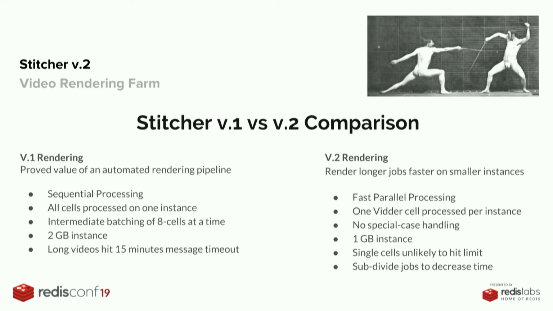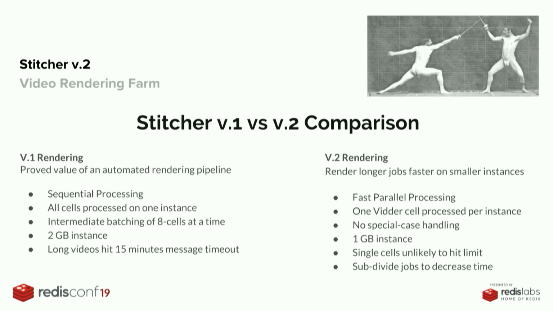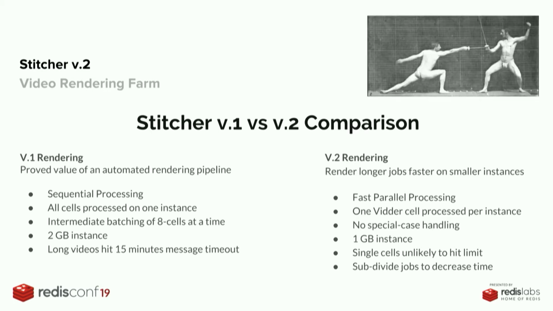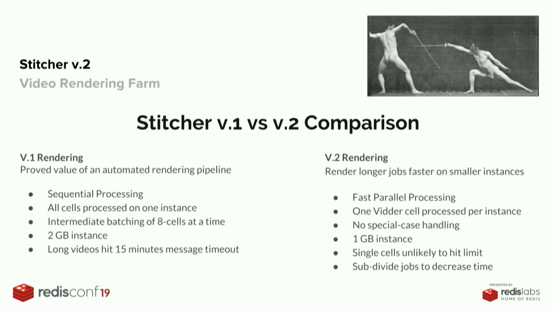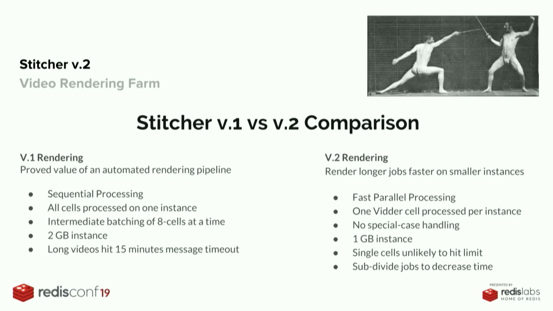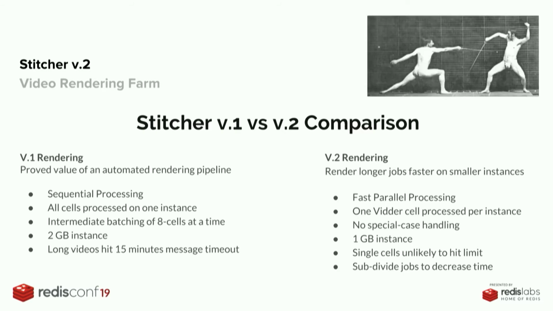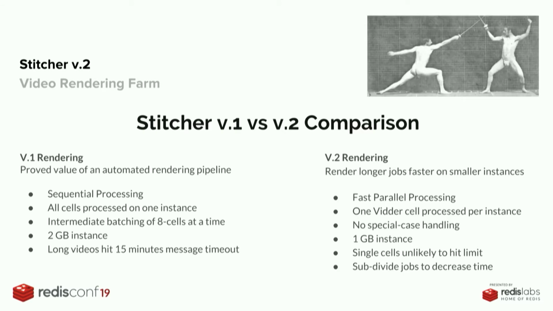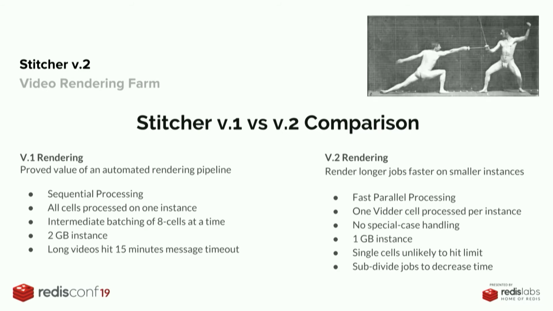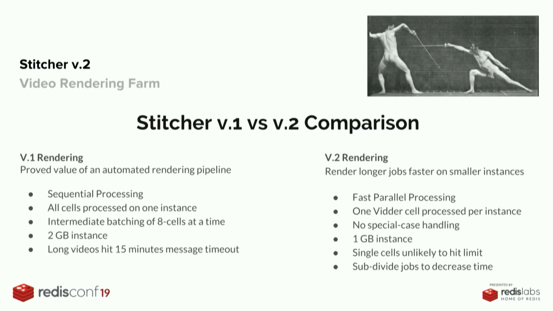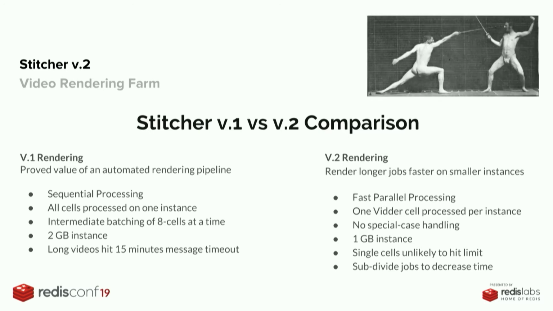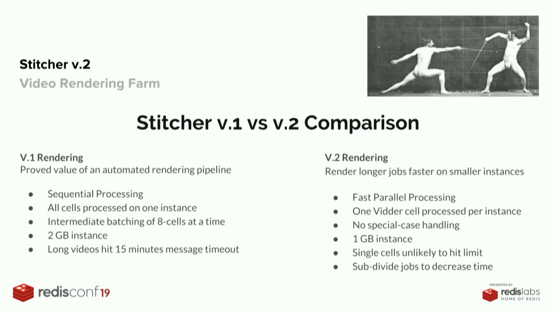So in comparison between V1 and V2, I don't think I'd be standing up here if this wasn't a significant improvement in performance. I'll just point out that in V1, we had to do sequential processing of the entire video from start to end. All the cells were processed on a single instance. We had to do a kind of a workaround where we started batching 8 cells at a time to try to keep the memory load low enough.